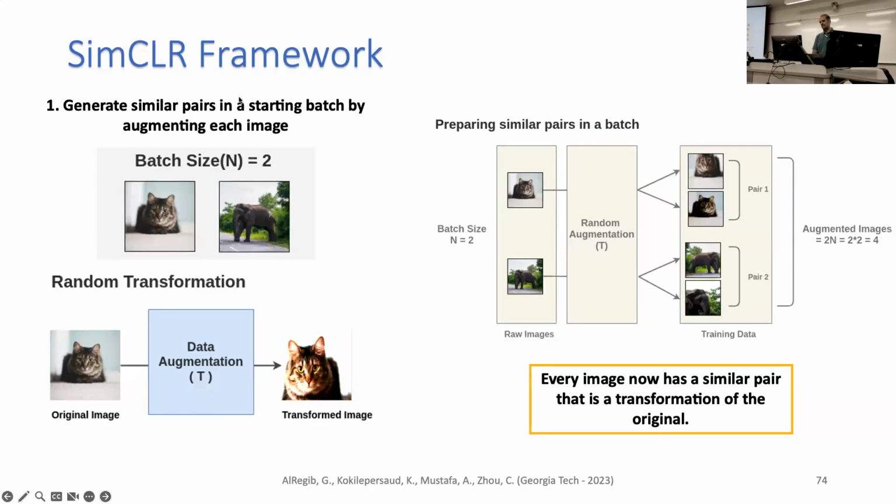So what people really do in SimCLR, this is exactly what the paper was doing. You generate similar pairs in a starting batch, and then you augment each one of these images. For example, you take this original image, you remove the background, do some rotation, some flipping, so you create all kinds of different augmentations. And now I have two patches, the cat and the elephant, so the batch size here is 2. I do these different augmentations, and now I have two pairs. This is pair 1, and this is pair 2. So the output from this very simple toy example is that every image now has a similar pair that is a transformation of the original one.